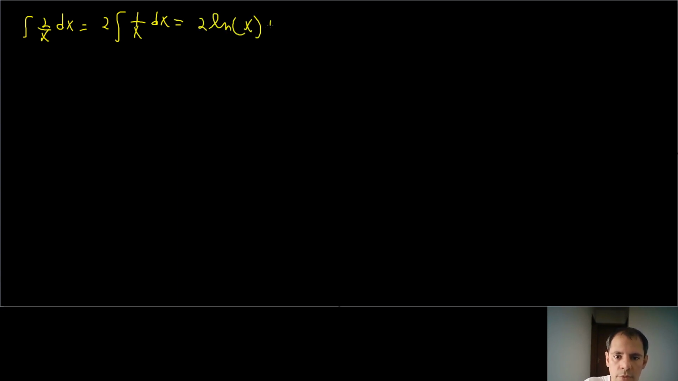So, the integral of 2 divided by x dx equals, well, this 2 is multiplying, so we can just get it out of the way: 2 times the integral of 1 divided by x dx, and this is going to be 2 ln of x. Of course, you have to add the plus c, but I'm just going to skip the plus c for now.